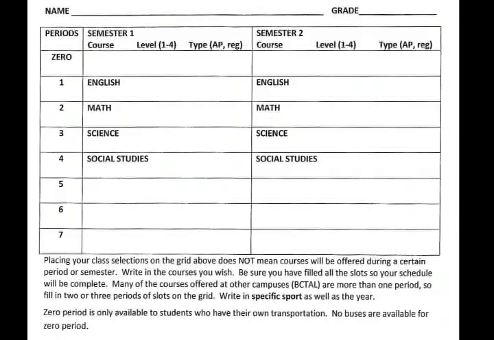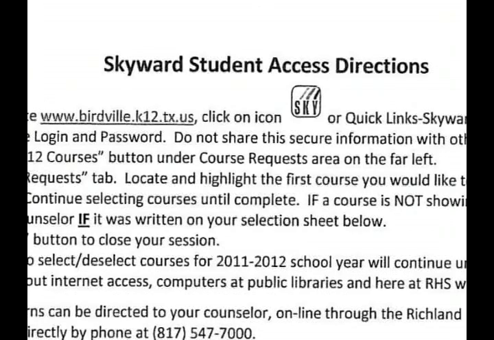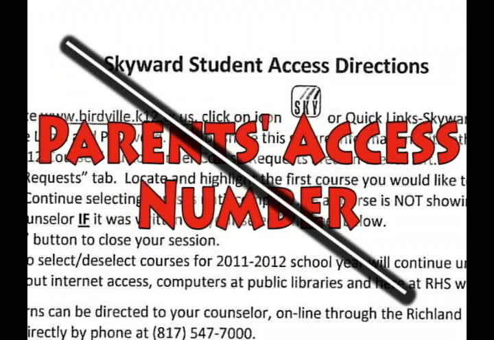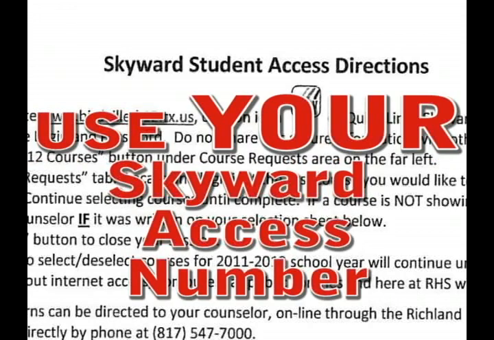You should now have two sheets in front of you. The form with the grid has the directions for Skyward student access. You will use your Skyward username and password to get the course selections for 2011-2012. Don't use your parents' access, use yours. If you don't know your Skyward username and password, you can get that from the attendance office.